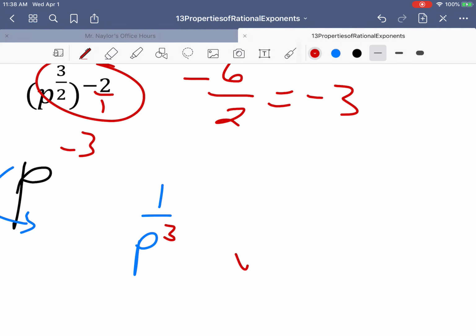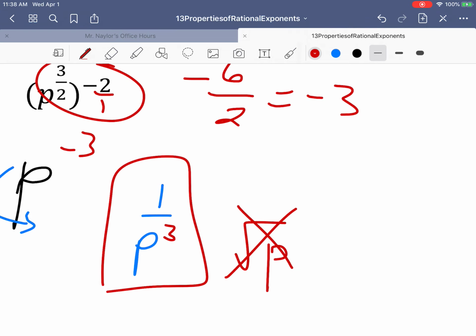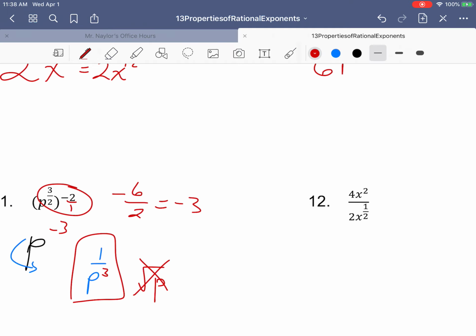Don't change that to a root of p, because it's just a whole 3. It's not a 1 over 3. So we don't want to write this as any type of root. We're just going to leave it as 1 over p to the 3rd.